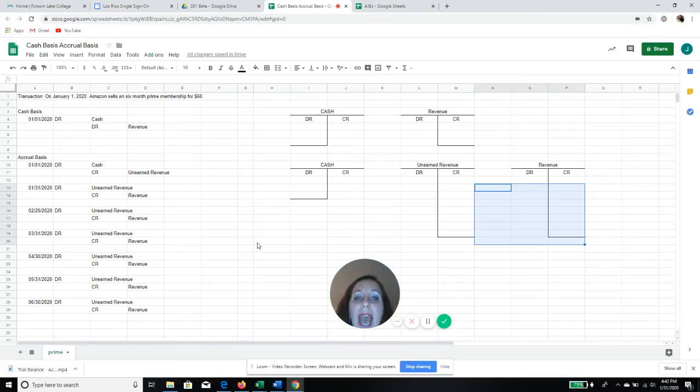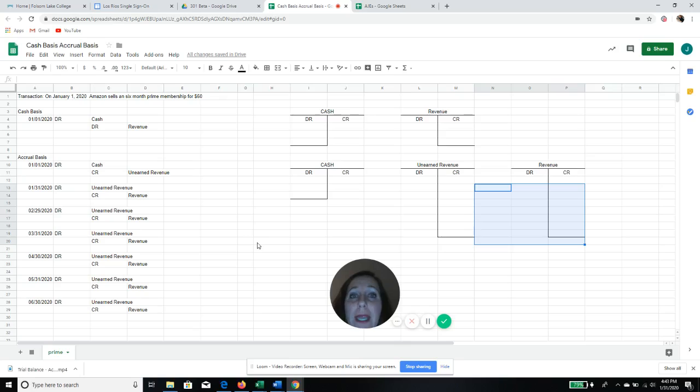Today we're going to look at an example of cash basis accounting versus accrual basis accounting. If you read through the module, you know that cash basis accounting is basically when we book transactions when cash is exchanged. Accrual basis accounting says that we book transactions when value is exchanged, basically when we earn revenue or when we incur expenses.